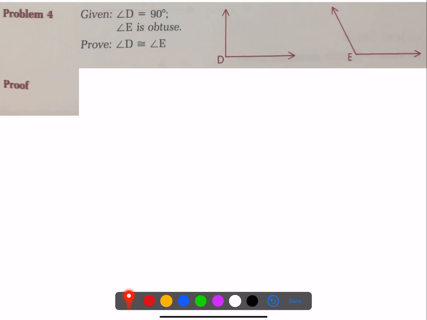All right, here is problem number 4, our next proof. Go ahead and pause the video if you'd like. Try this one out on your own. All right, so given angle D is equal to 90 degrees, and angle E is obtuse, meaning that it is greater than 90 degrees but less than 180. We need to prove angle D is congruent to angle E. Now, can this be proven? Well, no. So I'll go ahead and start with this conclusion. This conclusion cannot be proven.